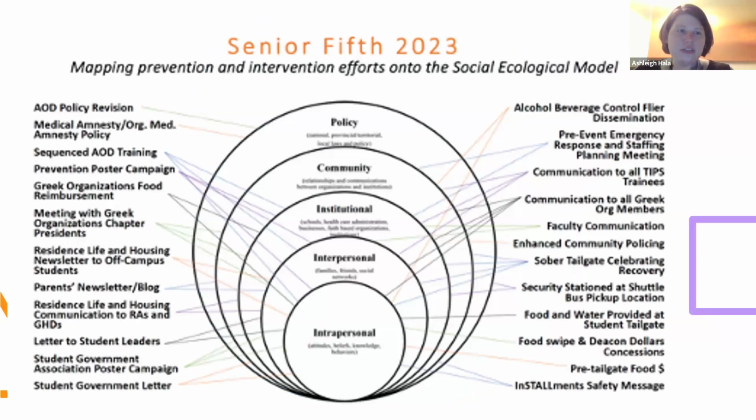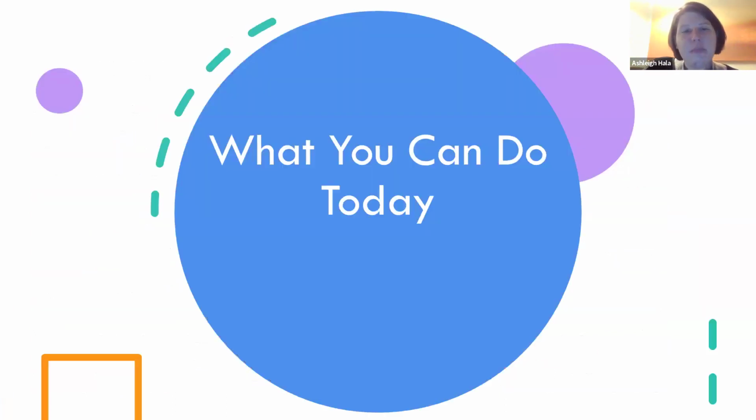Let's talk about food. Let's talk about water. Let's talk about security. Let's talk about communications. Let's talk about social norms. We're chunking it out into things that are totally manageable. And then when we put it all together like this, it's incredibly effective. So just some things that you can do today.